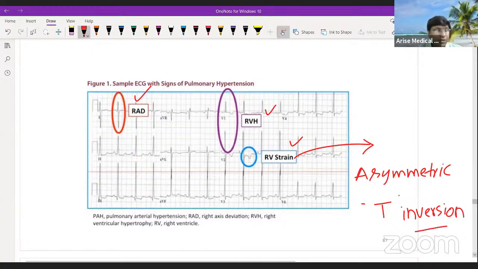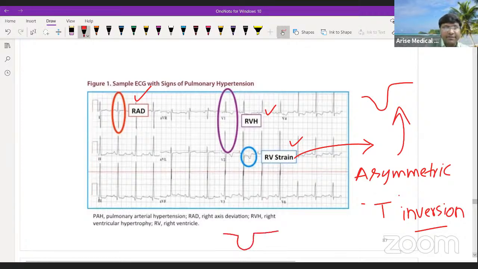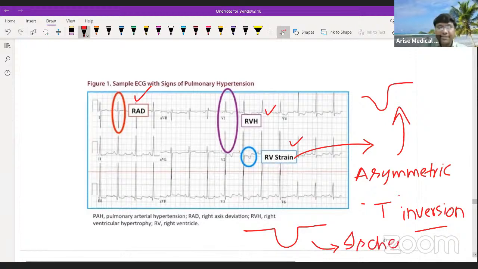Okay, that is your strain pattern. What is asymmetric T wave inversion? This is your asymmetric T wave inversion. And what does symmetric T wave inversion mean? Symmetric T wave inversion is like this. You will see symmetric T wave inversion in ischemia. In myocardial ischemia, you will have this symmetric T wave inversion.